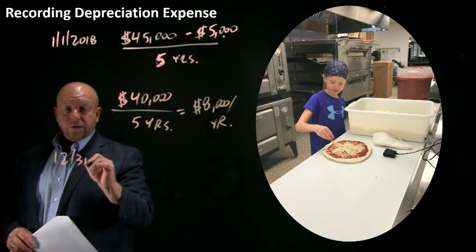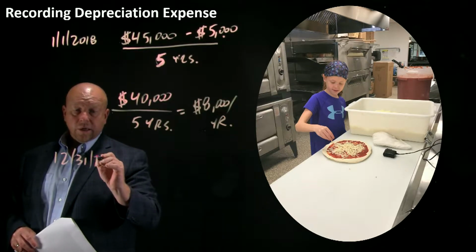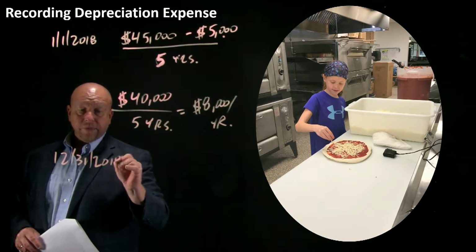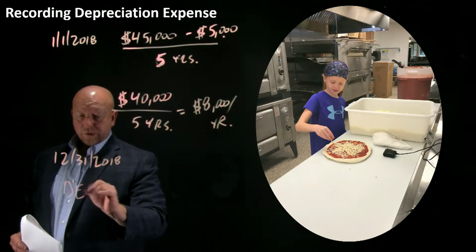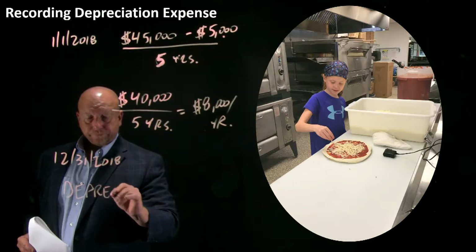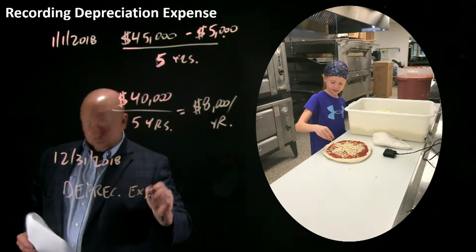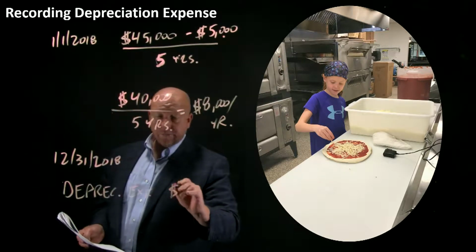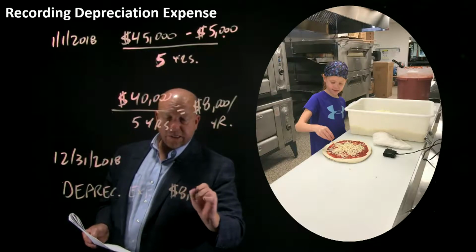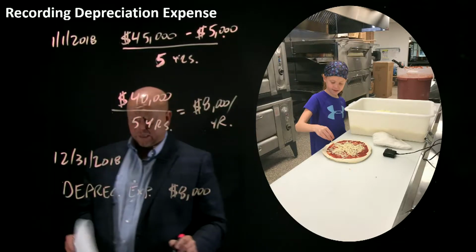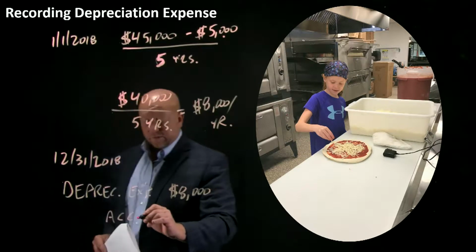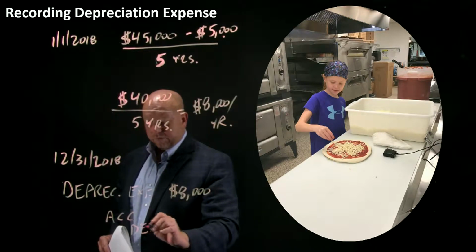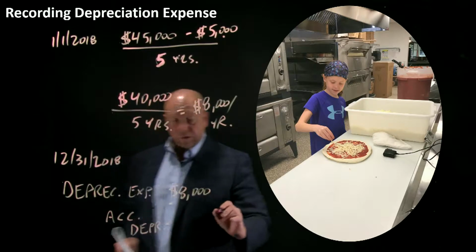So we get to New Year's Eve 2018, and what we see here is that the journal entry will be this right here. Depreciation expense. So this will reduce our net income for 2018, reduce it by $8,000. We debit that expense account, and then we're going to have something called accumulated depreciation. I'm abbreviating it, but I'm sure you can work with me.